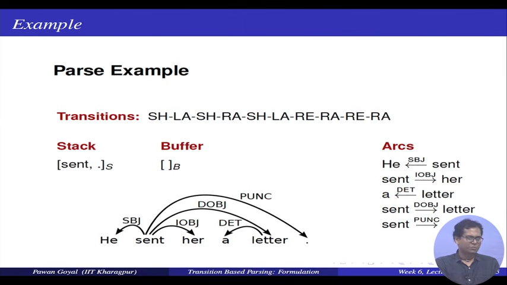Now, what do you see? Should I go any further once I have reached this configuration? And you will say no, because what is the condition of my terminal configuration? The condition is that my buffer should be empty. So, at this point my buffer is already empty. So, that means I have arrived at a terminal configuration, and that is where I will stop, and I have obtained all the possible set of arcs for this sentence.